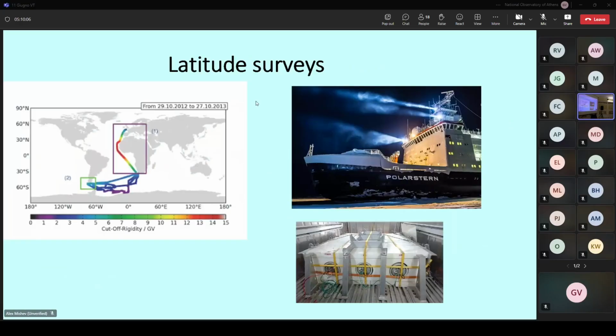And here I will not speak about the latitude surveys, but this is one possibility. This is just to place a monitor on a ship. I took the Polarstern because it's a very nice icebreaker.